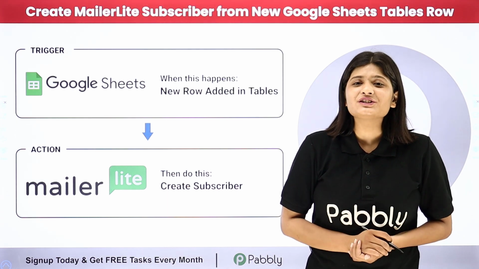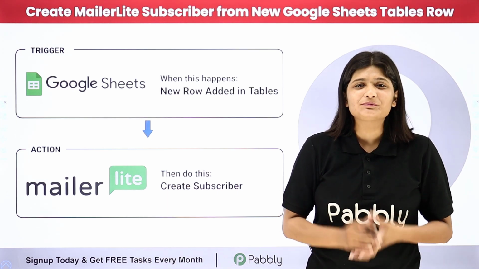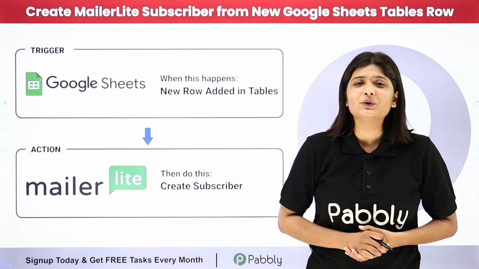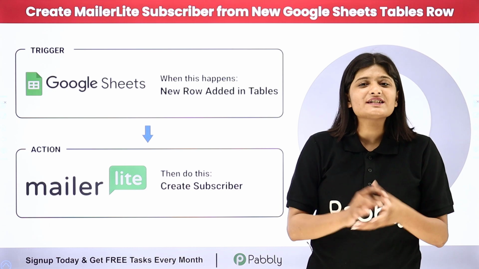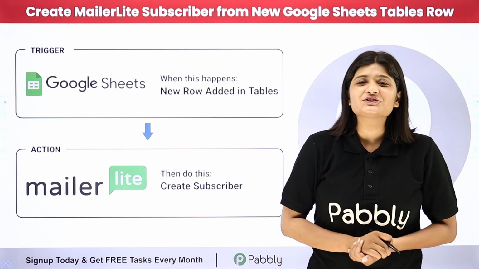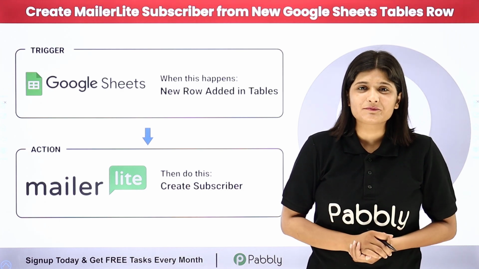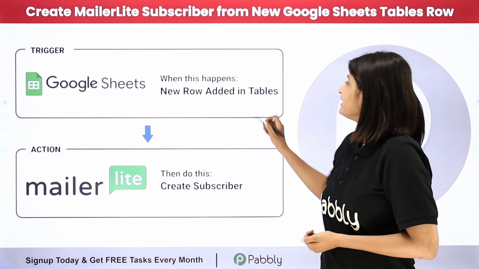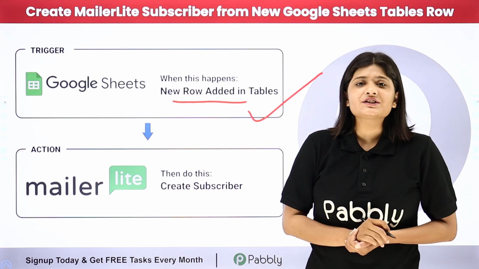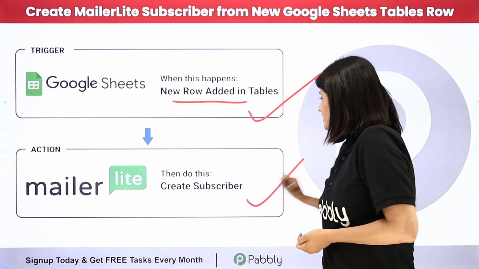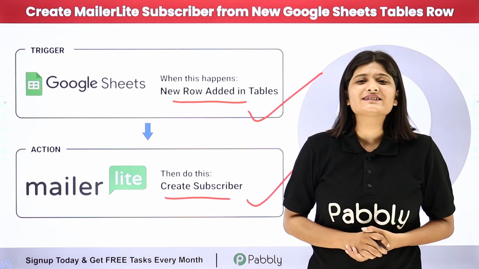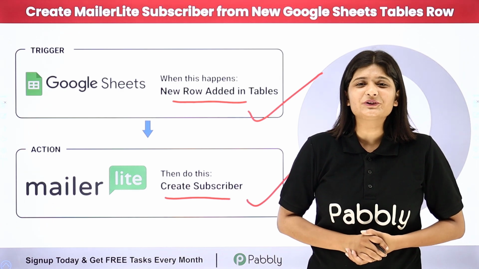I can do this automation with the help of Pabbly Connect. Pabbly Connect is an amazing automation and integration software which requires no coding or programming skill. I just need to build a connection between Google Sheets and MailerLite. Pabbly Connect runs on two principles, which are triggers and actions. Here as my trigger application, I will take Google Sheets where the new row will be added in the table, and in my action application, I will take MailerLite where the subscriber will be created automatically. If you want to learn this amazing automation step by step, let me take you all to my screen.